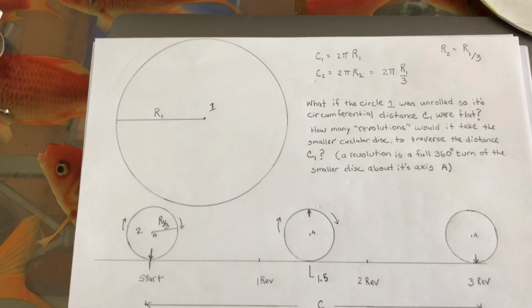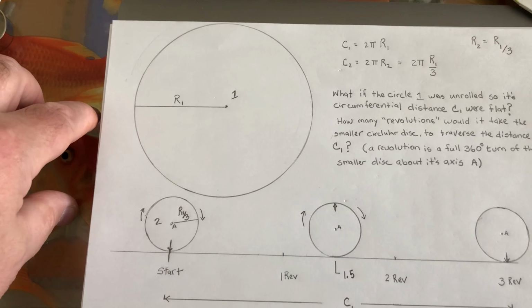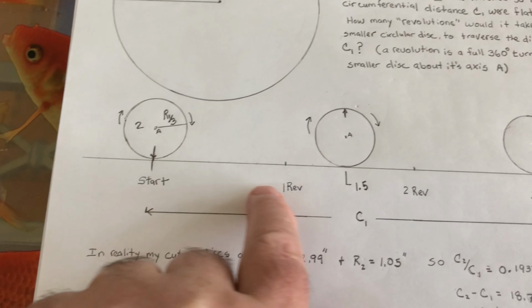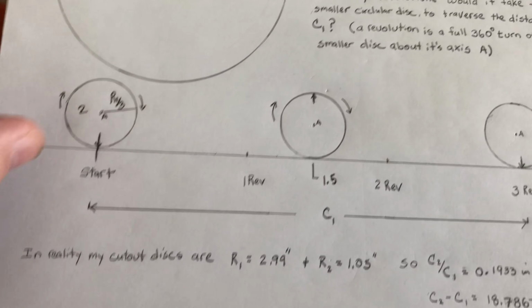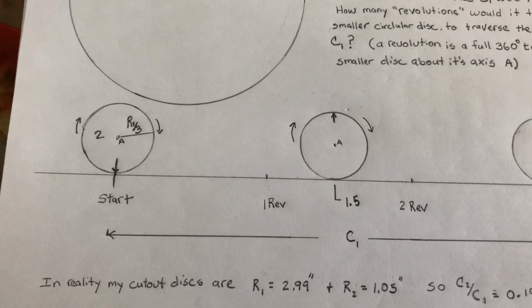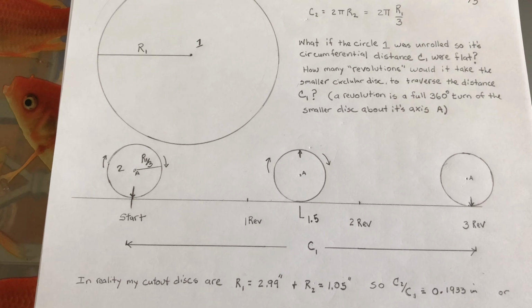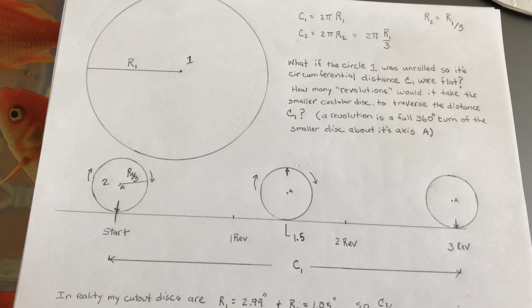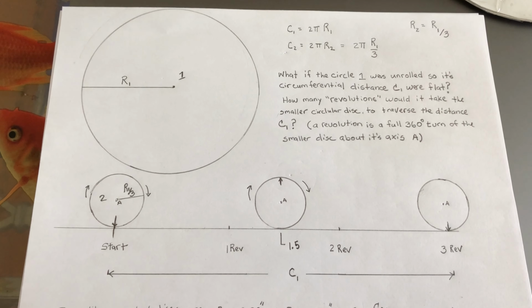So then I imagined, what if I unrolled this larger disc so that it was flat, and I took its entire circumference and made it flat so that the smaller disc rolled along the bigger disc. Now, the problem was stated such that as the smaller disc progresses around the larger disc, how many revolutions does the smaller disc undergo to make a complete circuit around the larger circle?